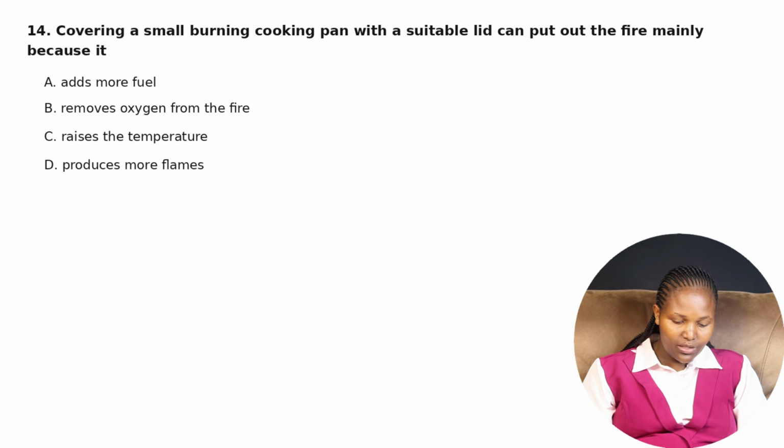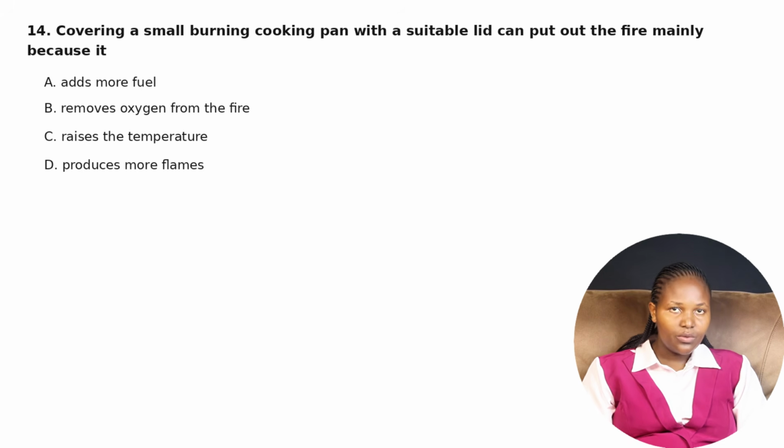Now let us go to question number 14. Covering a small burning cooking pan with a suitable lid can put out fire mainly because it: A, adds more fuel; B, removes oxygen from the fire; C, raises the temperature.